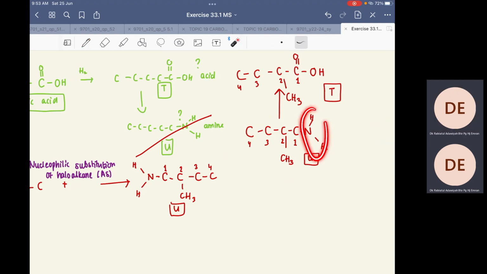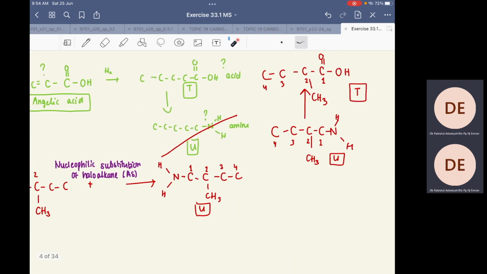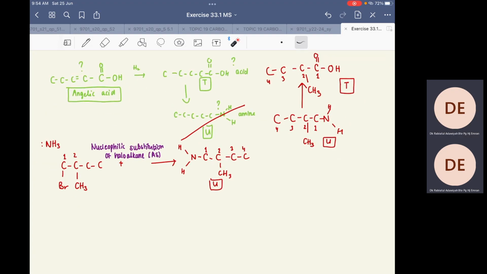How do I know this NH2 can come from COOH? You refer to this route. COOH goes to NH2. And in the question, they say T undergoes the above synthetic route to form U. So that means T, having a COOH group, can undergo the 3 steps to form U, which has the amine group. This kind of question needs a lot of practice, really. So that means my proposed structure of T was wrong, but my functional group is correct. I've got the COOH. It's just that instead of having a straight chain, I've got a branching on carbon number 2.